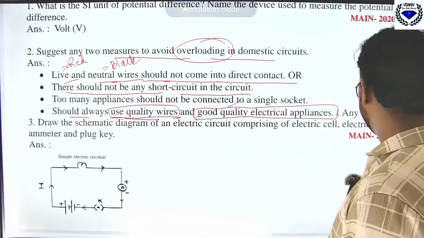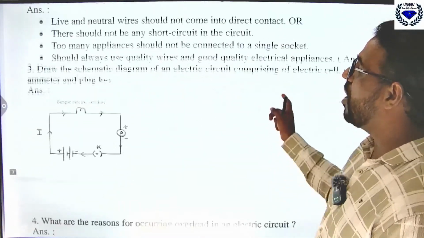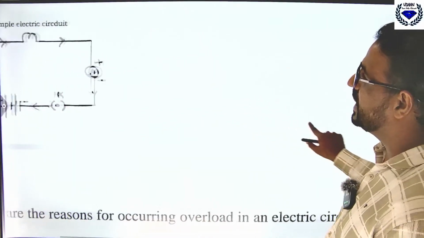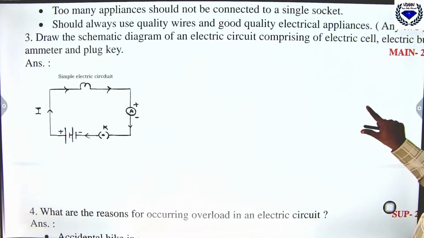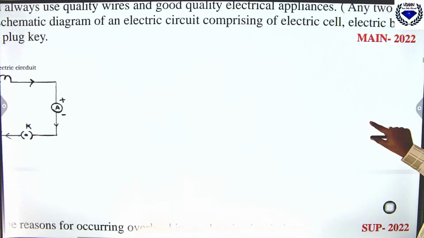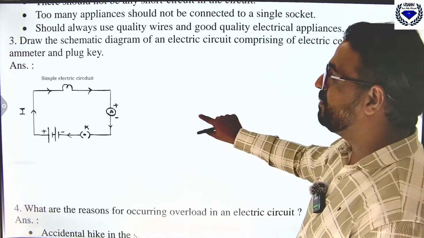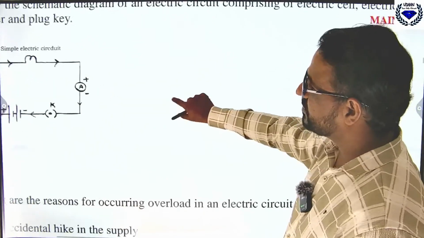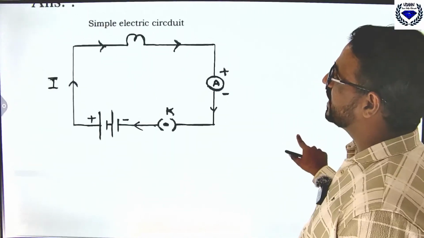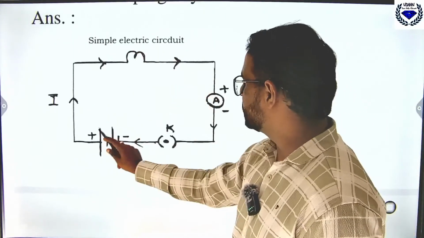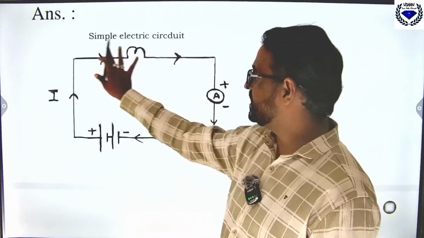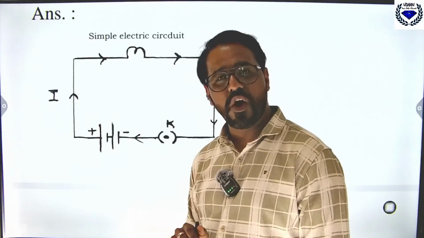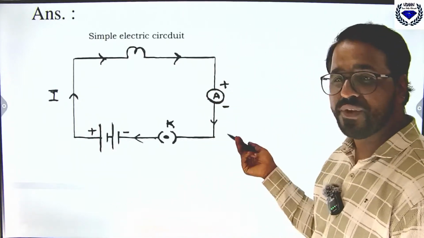Then coming to the next question here, draw the schematic diagram of an electric circuit comprising an electric cell, electric bulb, ammeter and plug key. So you can see here, this is a simple electric circuit. This is the bulb, this is the battery, this is the key, and this is the ammeter. It is connected in series. Like this you should be able to draw it. I hope you got the question.